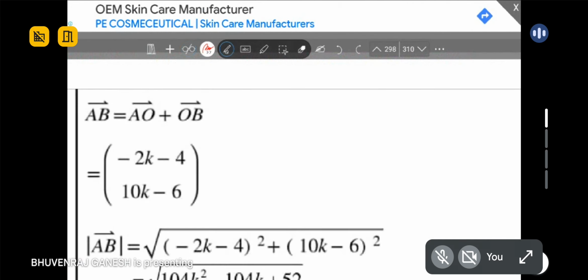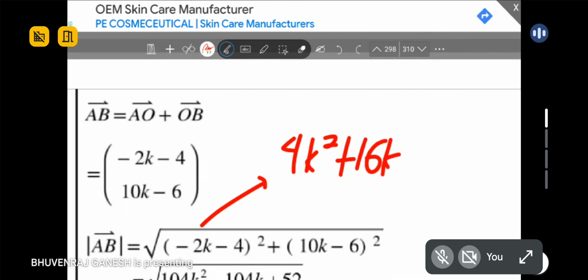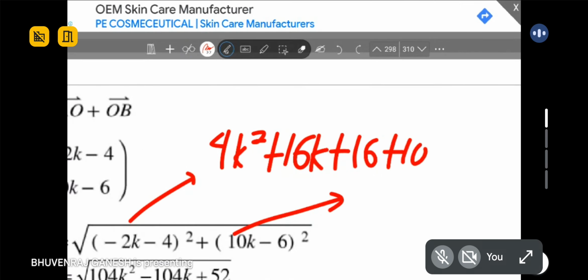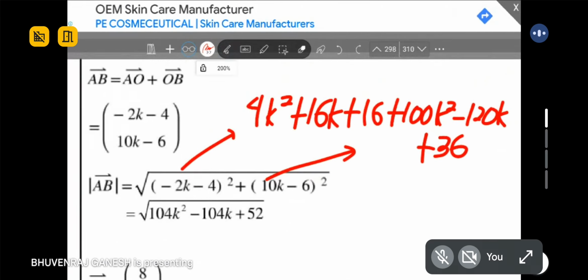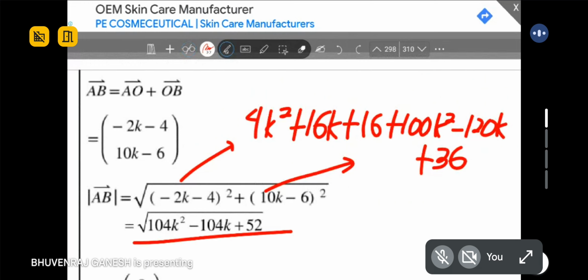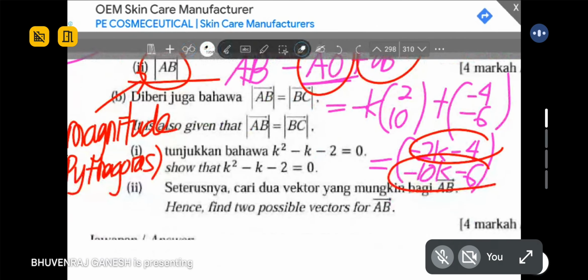So, you need to expand a bit, guys. Kena kembangkan. So, you expand this, you get 4k square plus 16k plus 16. And then you expand this one also, plus 100k square minus 120k plus 36. Okay, so you simplify this, you will get this answer. So you just leave your answer like this. Enough. No need to do anything else. Okay, clear? Question A2. Senang, right? Very simple, right? Okay, so this is all the basics, the question testing you on vector.